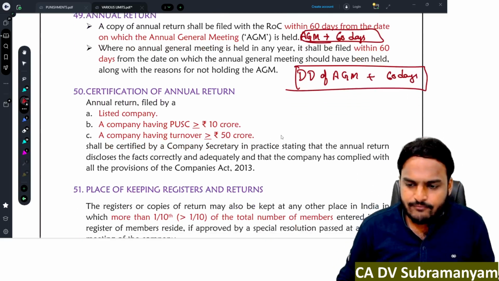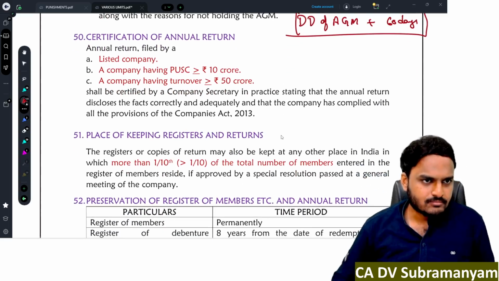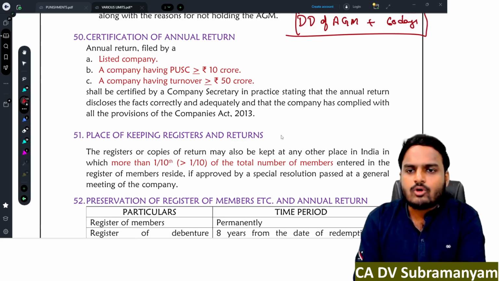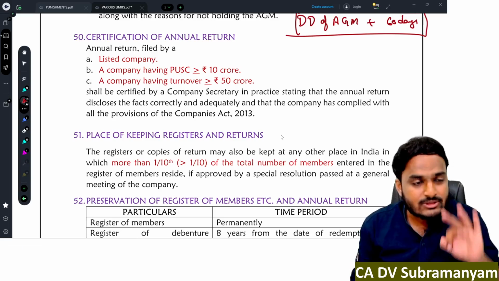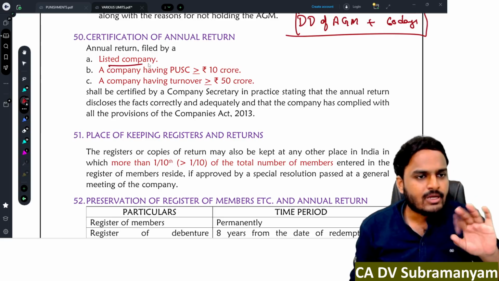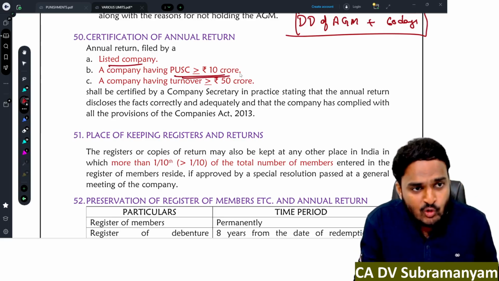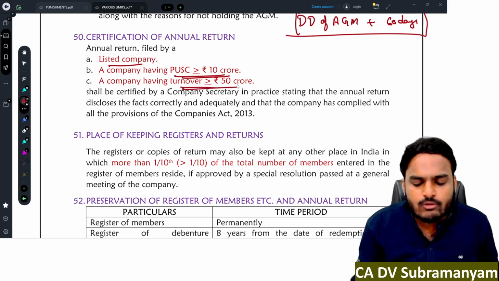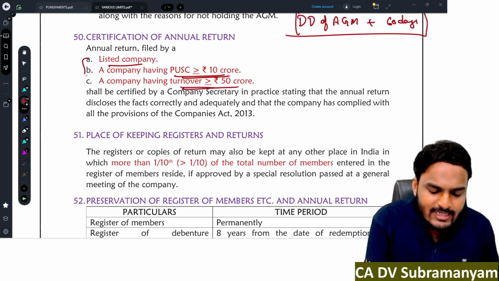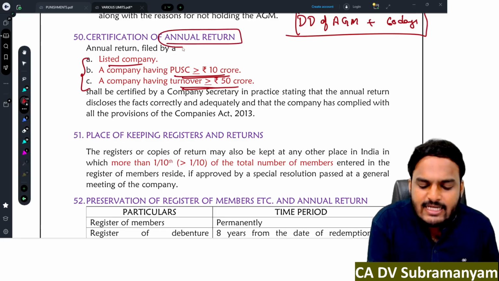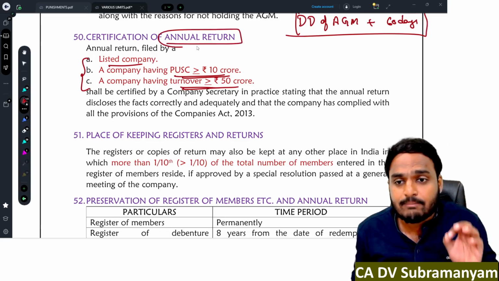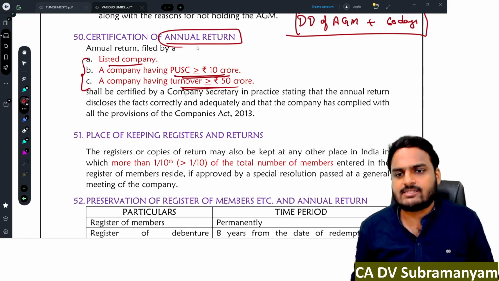Next one, certification of annual return. This is not applicable to all companies. This is applicable only to 3 companies: a listed company, a company having paid up share capital 10 crores or more, and a company having turnover 50 crores or more. For these 3 companies, annual return should get certified by the company secretary in practice.